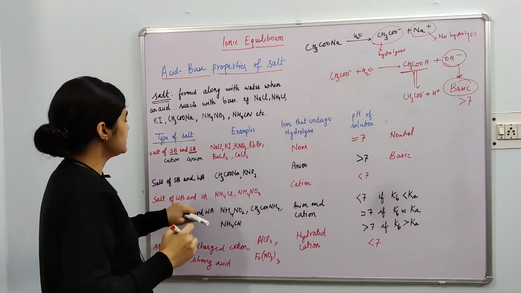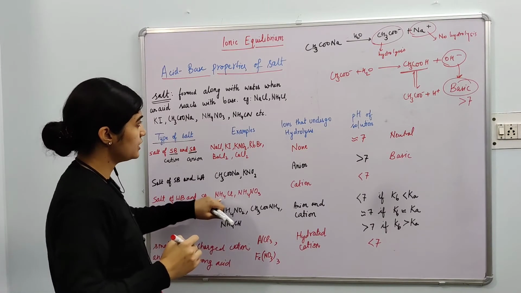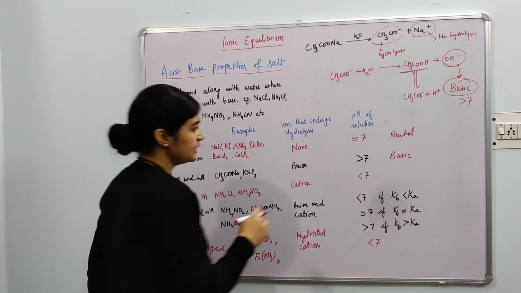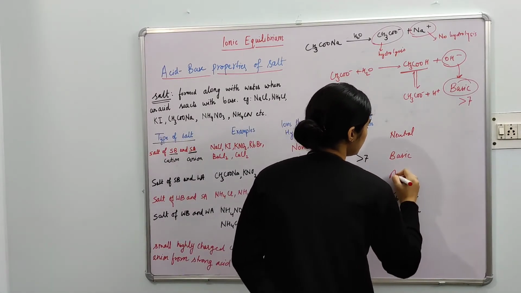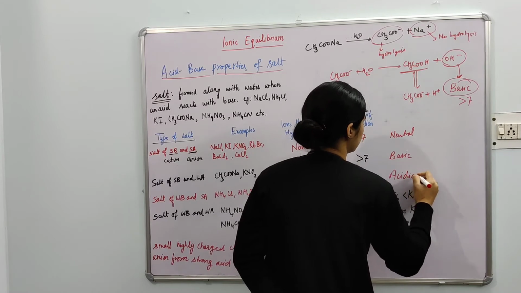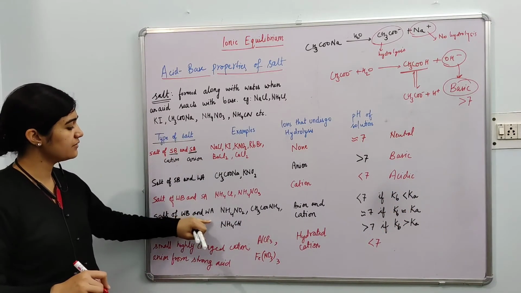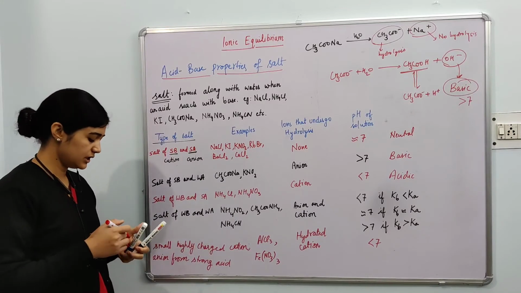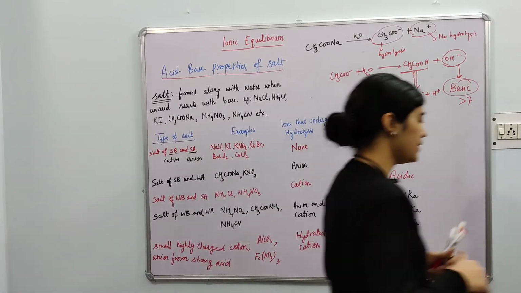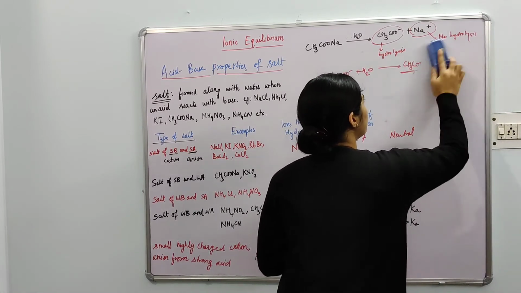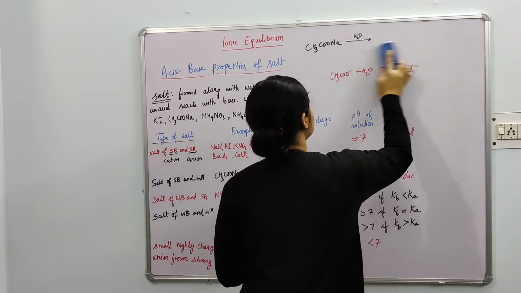Example of a weak base and strong acid we have already discussed, that is NH4Cl, and in that case your solution will be acidic. Alright, now salt of weak base and weak acid. In the case of salts of weak base and weak acid, both the ions will undergo hydrolysis.